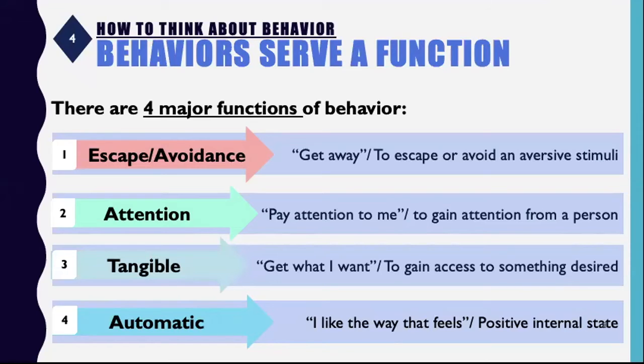The third is tangible. Tangible just means to obtain something that they can touch, feel, something tangible. They do something to get what they want or to gain access to something that they desire. Automatic function is an internal function, and it's a person engages in a behavior because it either feels good internally or it takes away a negative feeling.